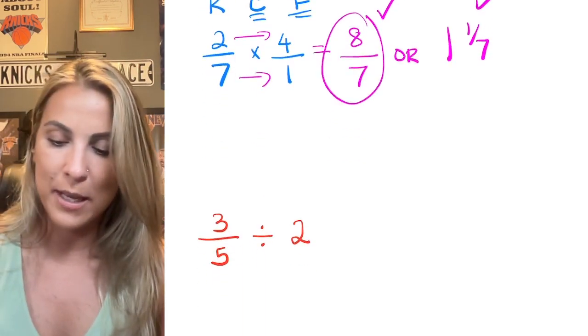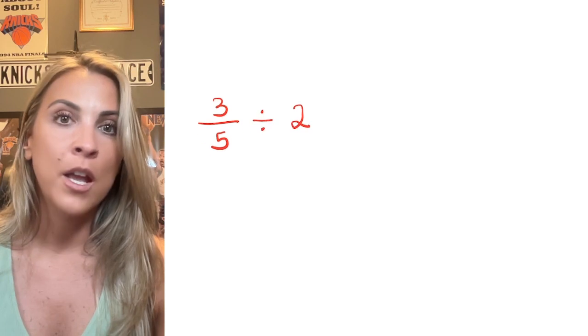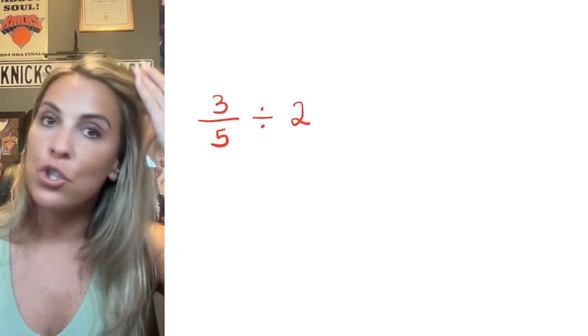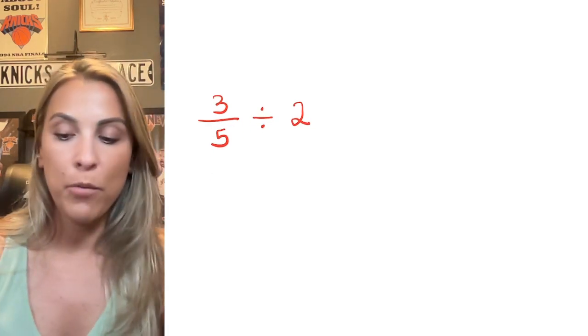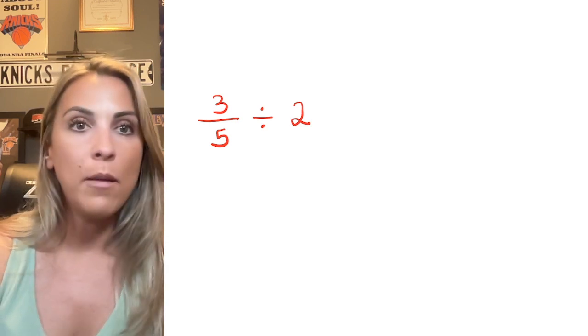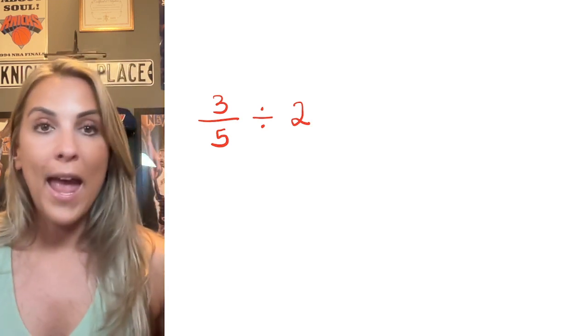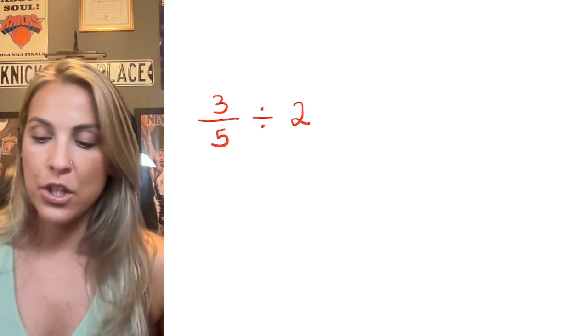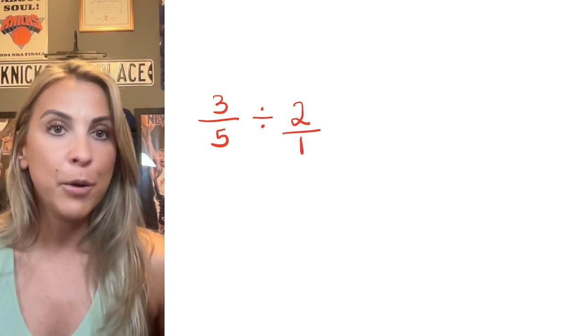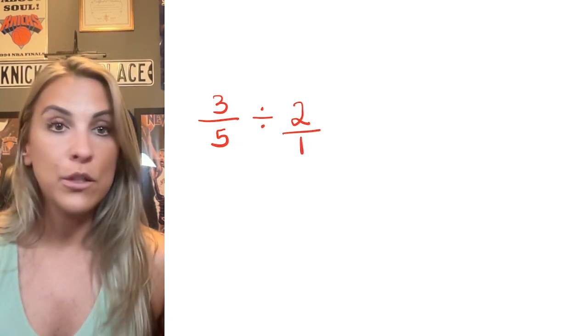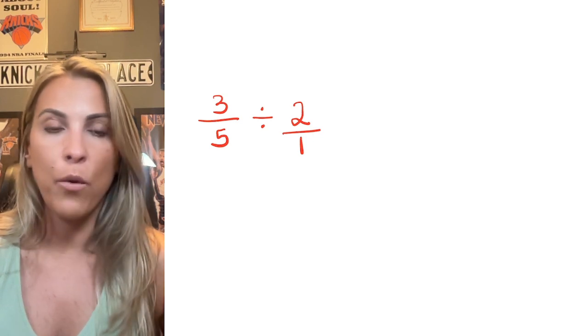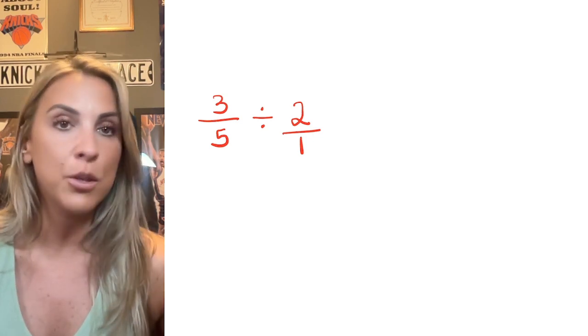All right, let's do one more example that looks a little different. 3/5 divided by 2. Just like multiplying fractions, if you have a whole number, we want to make it a fraction first. To make any whole number a fraction, all you do is put it over 1, because a fraction is division, and 2 divided by 1 is the same thing as 2. So I didn't change the problem when I did that.